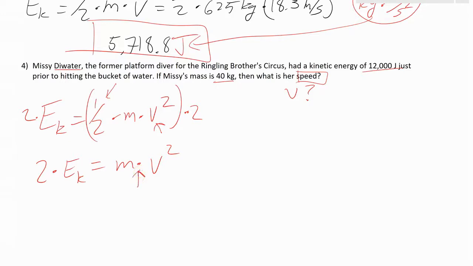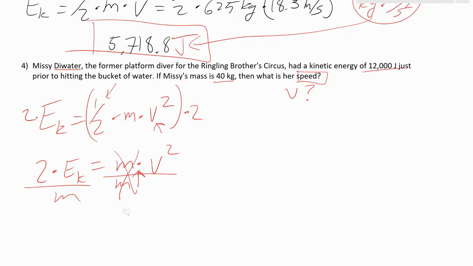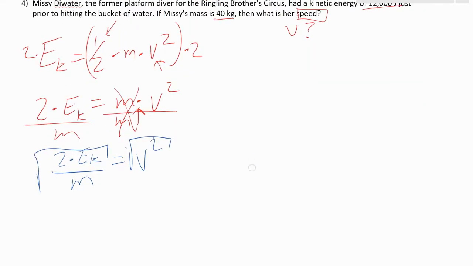I want to undo this multiplication. So I'm going to divide both sides by m. These m's go away. Now here's the fun part. I have now V squared equals 2 times the kinetic energy divided by mass. In order to undo a square, and I don't think we've done this in this class yet, you have to do the square root. So I have to take the square root of both sides, and then I end up with V equals the square root of 2 times the kinetic energy divided by the mass.